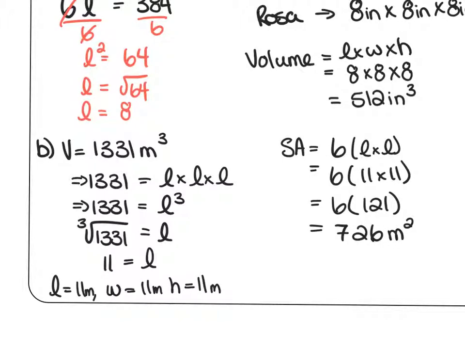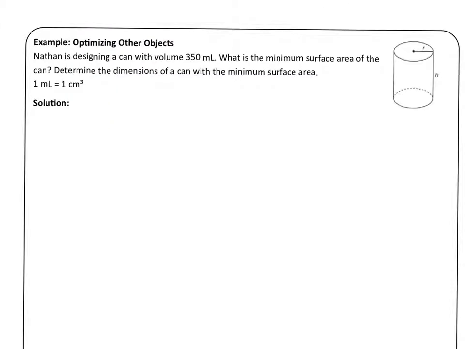Okay, let's move on to the next page and we'll talk a little bit about cylinders and their maximums. Okay, so on the other page, Nathan is designing a can with volume 350 milliliters. What is the minimum surface area of the can? Determine the dimensions of a can with the minimum surface area.